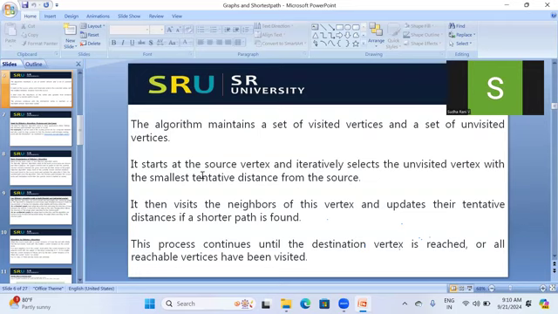Into the second one, in the graph, the traversal starts only from the source vertex. In the graph, we can choose any one of the nodes as the source vertex, and only from the source vertex does the traversal start.